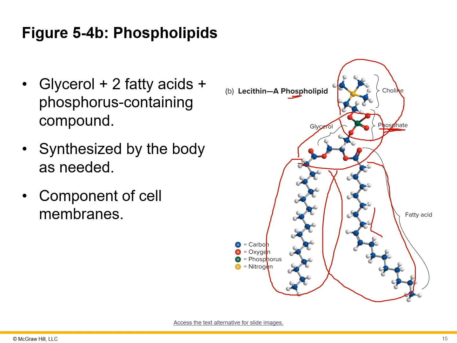So we have 2 fatty acids and this phosphate group that then attaches to another molecule, in this example, choline. And we need those to help make our cell membranes. That's what creates that phospholipid bilayer to separate the inside and outside of our cells and to regulate what's coming in and out.